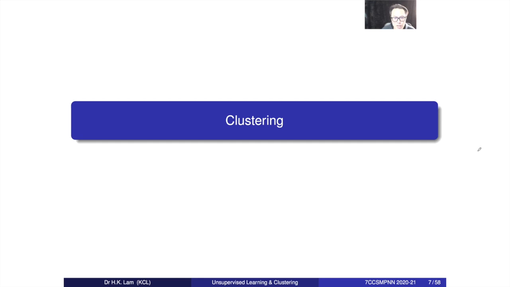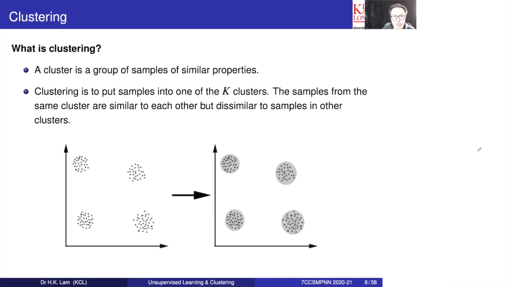Okay, so I have mentioned unsupervised learning as well as clustering many times, and we have to understand what it is. Clustering is an algorithm where we form groups of samples with similar properties. Now, in this figure, we have many samples here and many samples here.